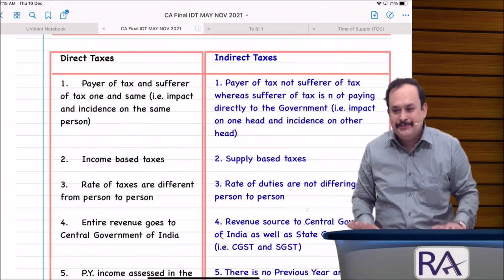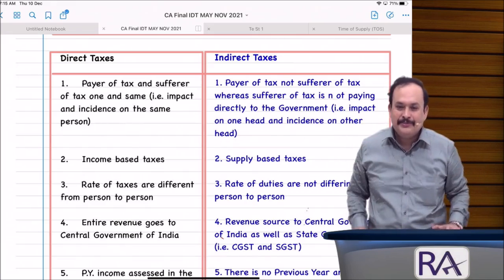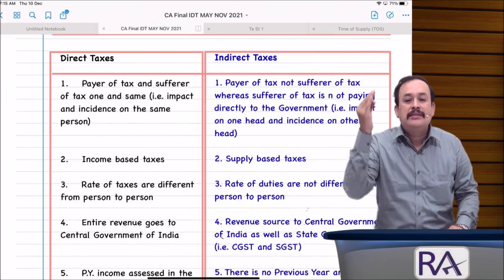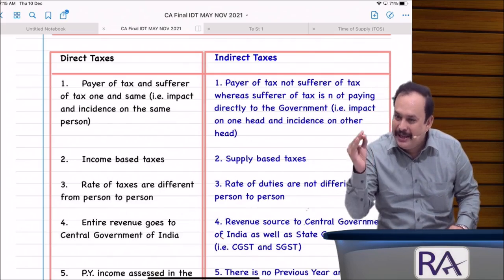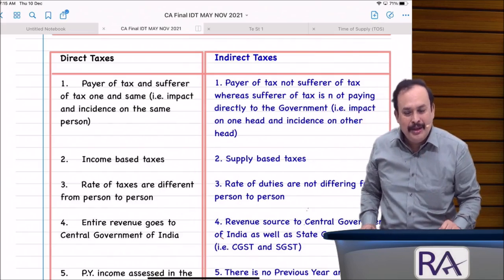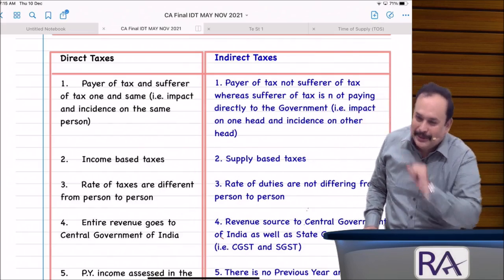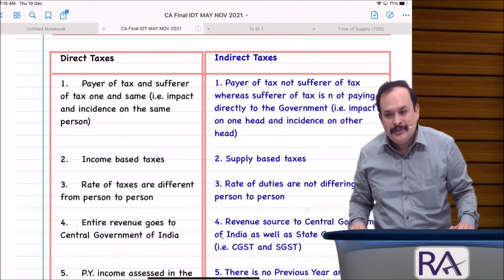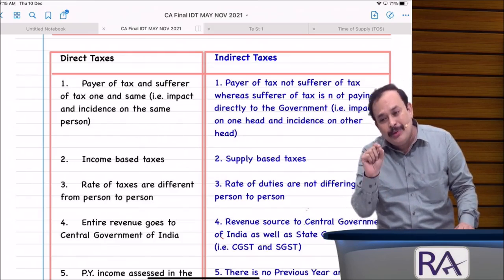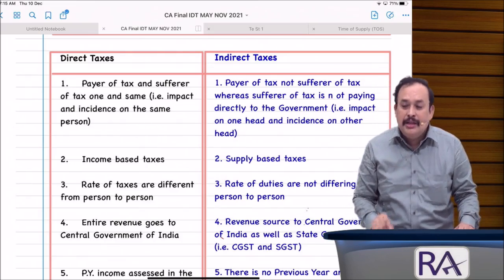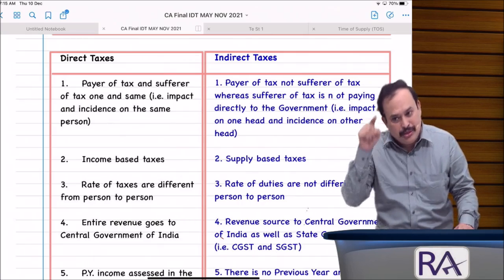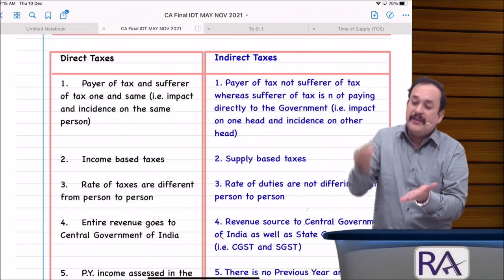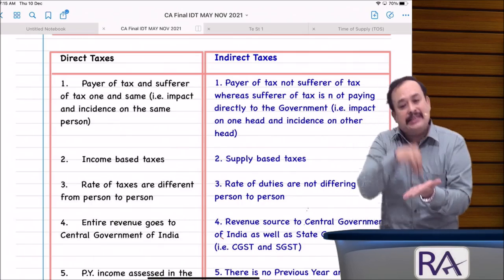Very simple, my dear. Live example, we are here. Take direct taxes. Assume a scenario, you are a qualified chartered accountant, appointed as a manager finance in a multinational company. Assume your monthly salary is 1 lakh rupees. In a year, 12 lakh rupees, on which you have to pay income tax. That means payer of the tax, yes, by you only. Sufferer of the tax is by you only. That means sufferer of the tax and payer of the tax, same person.